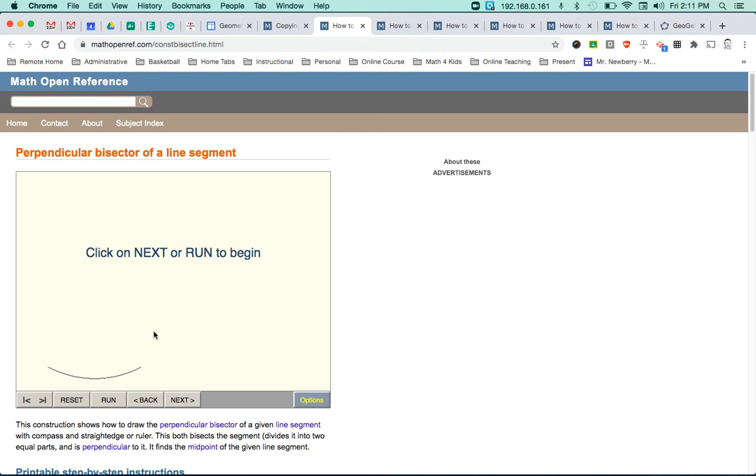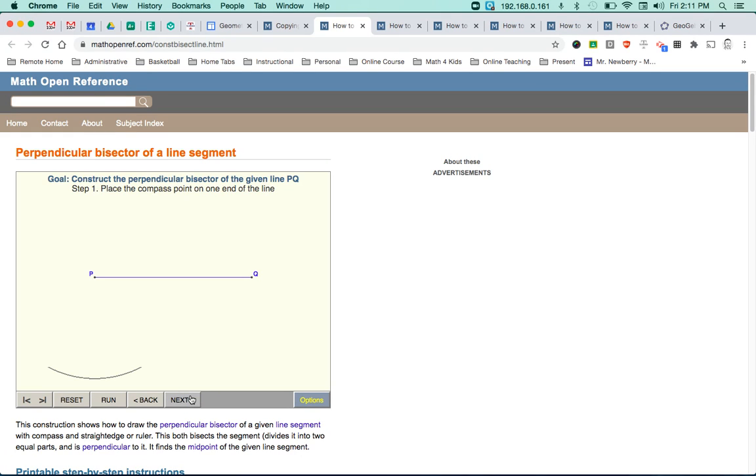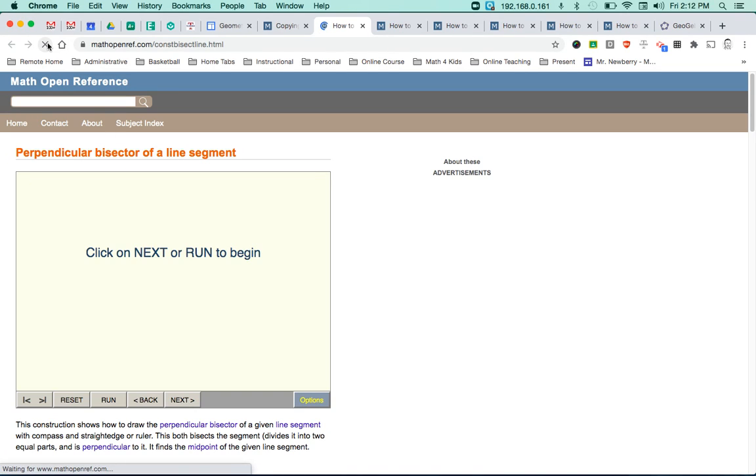All right. So let's see how this looks. So I'm going to click reset. All right, so we start off, we got a segment, okay, segment PQ, and we want to find that midpoint, the exact middle point between P and Q. So the first thing we're going to do is we're going to reload this applet because this one seems to get a little messed up the more we do it. All right, let's try it again.